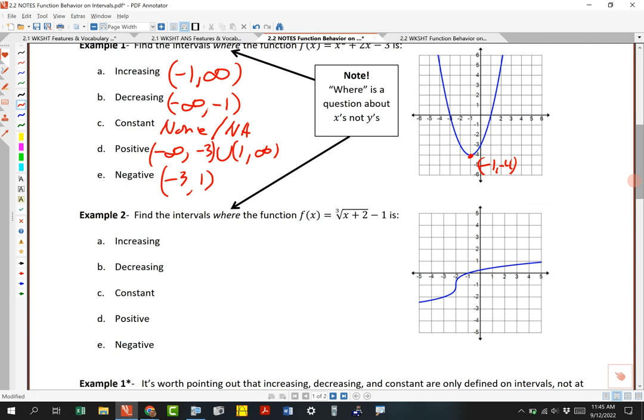Okay. Any questions? I'll give you a second. A lot of analysis going on here. Okay, let's take a look at the next one.